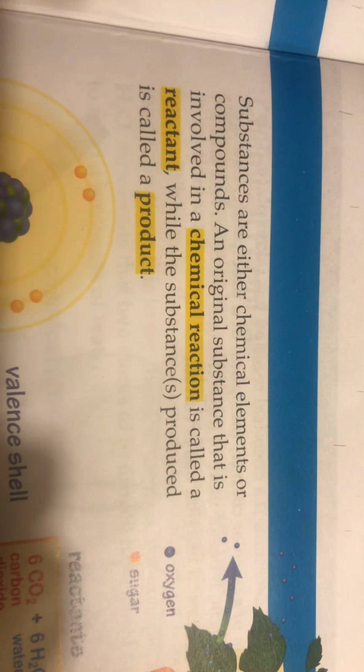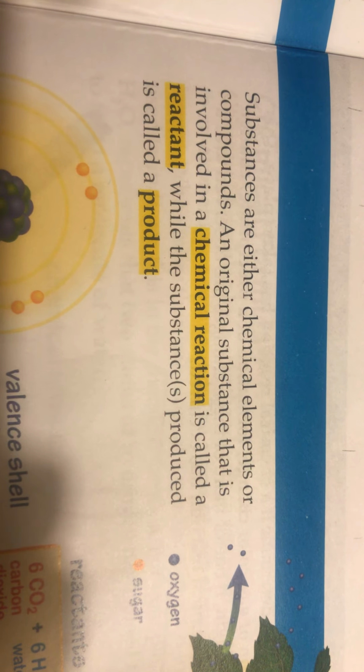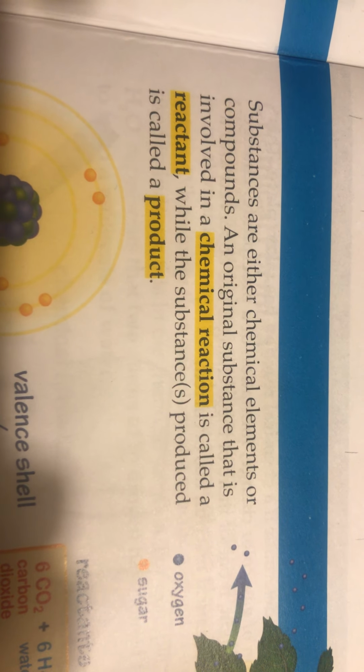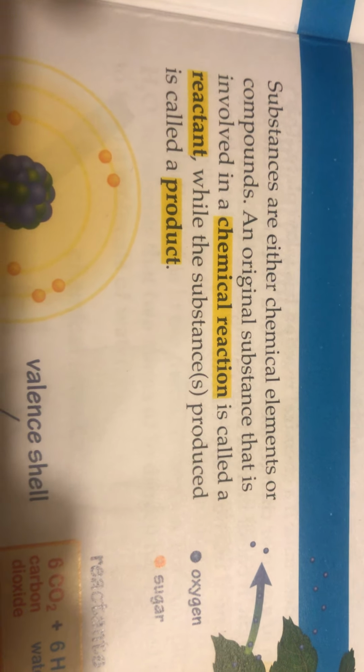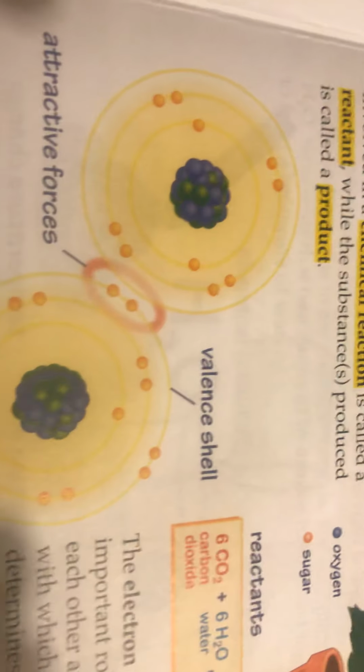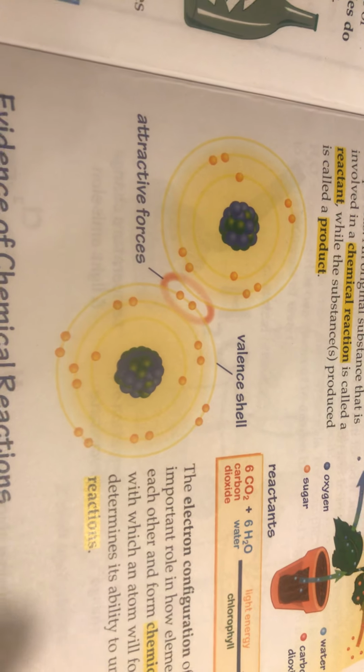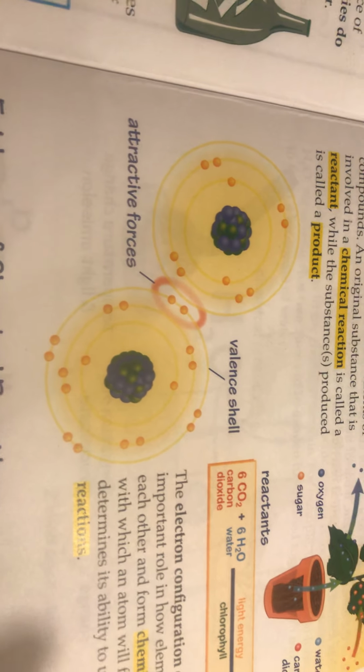And so substances are either chemical elements or compounds. An original substance that is involved in a chemical reaction is called a reactant, while the substance produced is called a product. Okay, and there is an example of a compound, and that looks like salt.